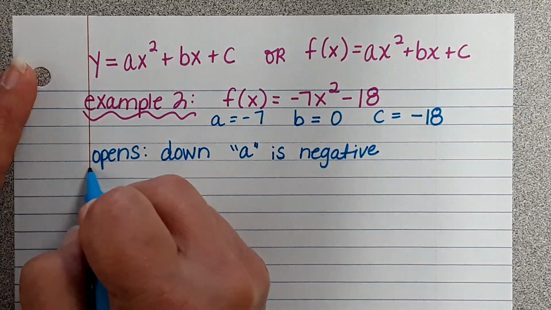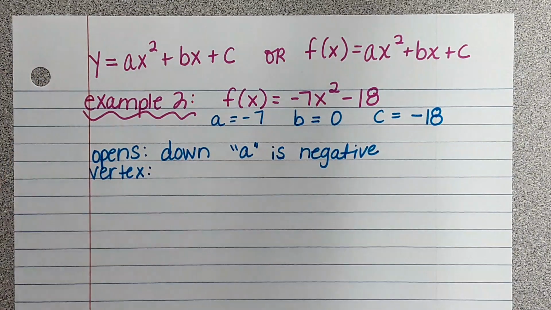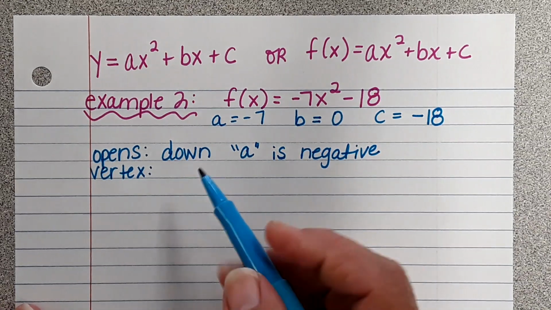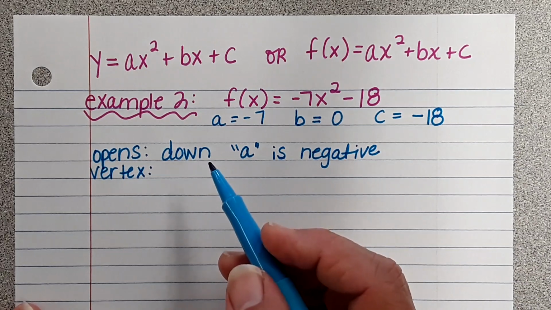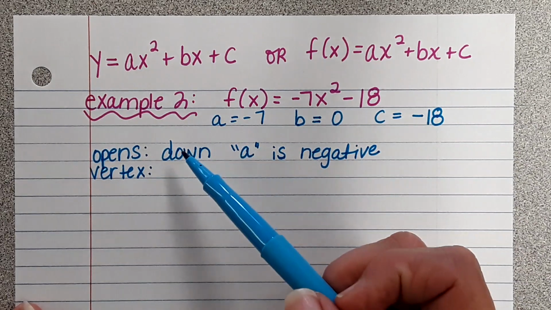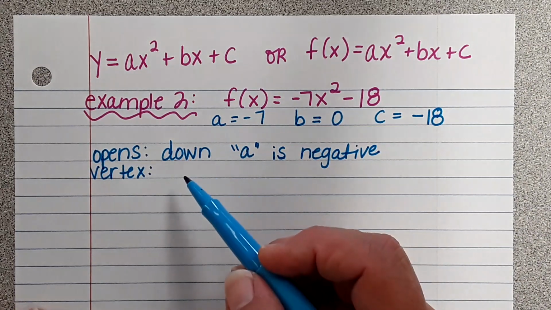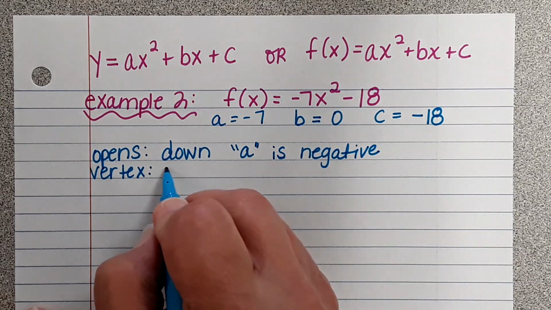Now we want to talk about the vertex. The vertex, you have two answers. It's either going to be your maximum point or your minimum point. Now remember that it has something to do with whether it opens up or down. So what is your vertex? Is it the maximum or the minimum? The max. It is the maximum.